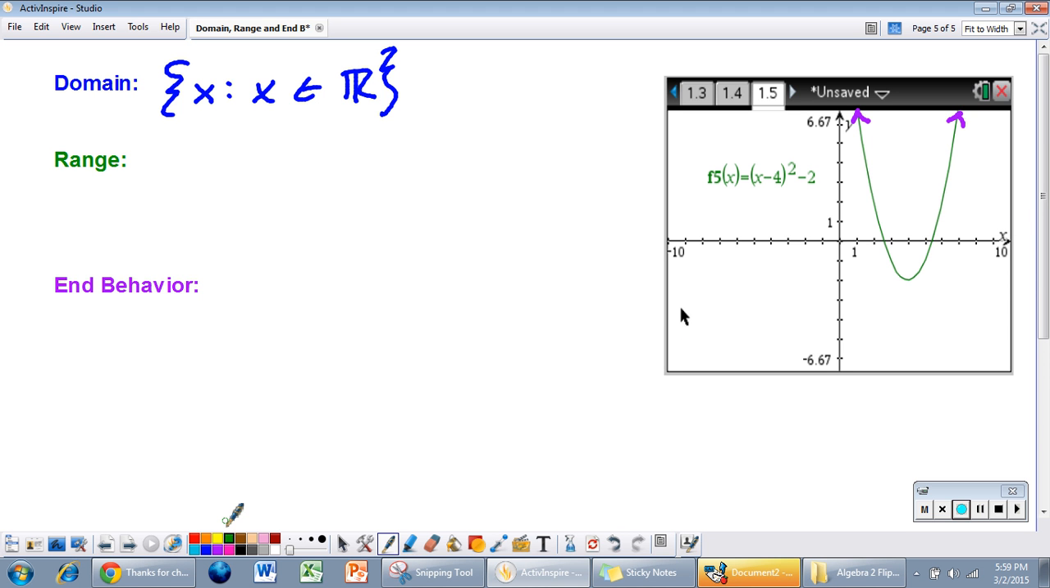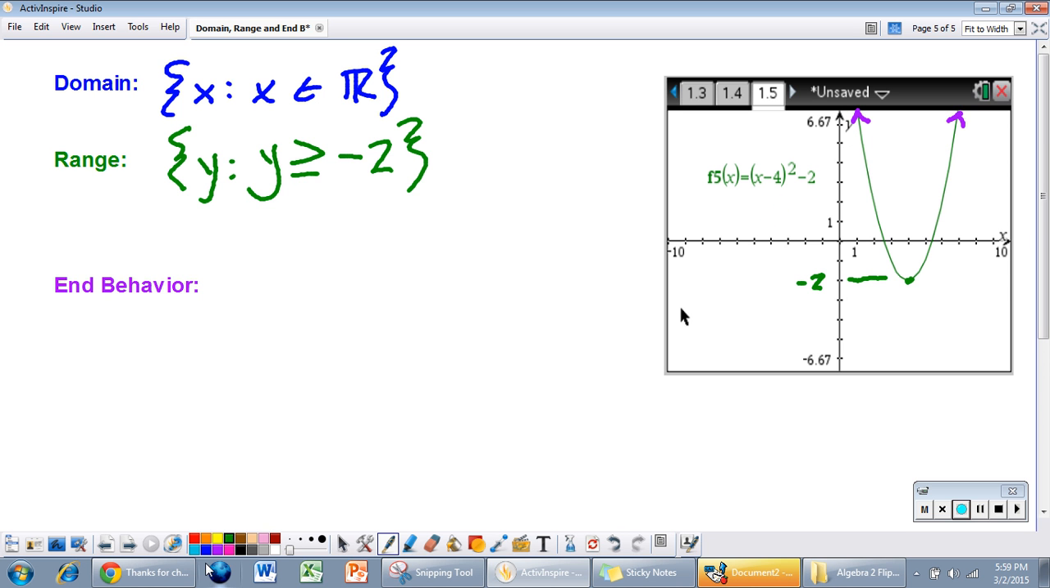Let's talk about the range. Is the range all the way down to negative infinity? No. This is the smallest y value, and what is that smallest y value? That's negative 2. So it's starting at negative 2, but I can see that it is going up to positive infinity. So we would say y such that y is greater than or equal to negative 2, and in this case, we have a point there.